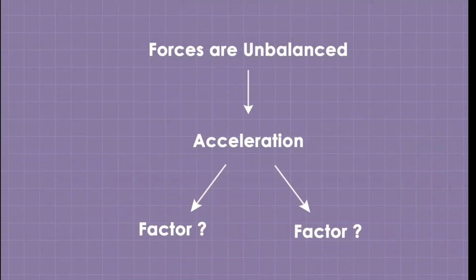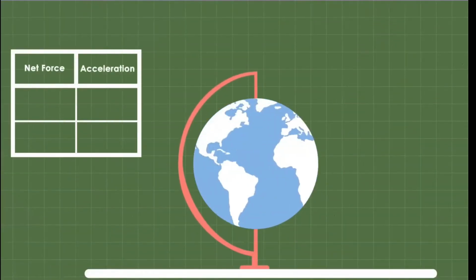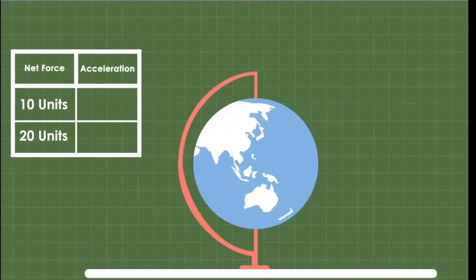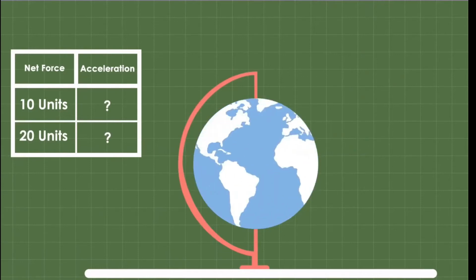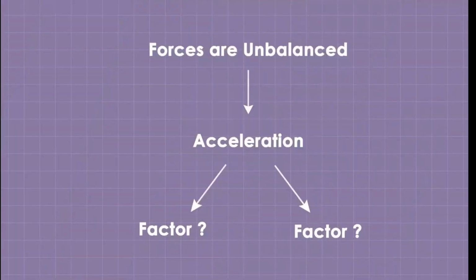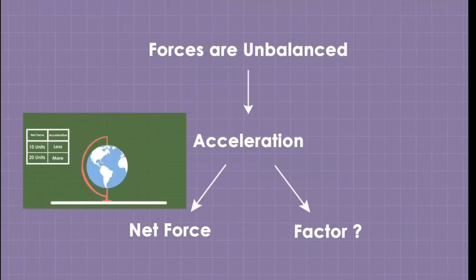On which two factors will the acceleration depend? Okay, let's say there is an object on a table. You apply a net force of 10 units on it, and then you apply a net force of 20 units on it. In which case do you think the acceleration will be more? Of course, the one in which the force was more. So we can say that one of the factors is net force. The more the force, the more will be the acceleration. If it is less, then the acceleration will be lesser. Acceleration depends directly on the net force.